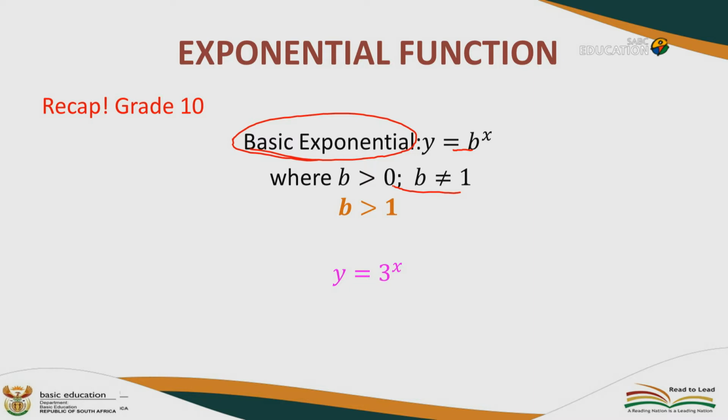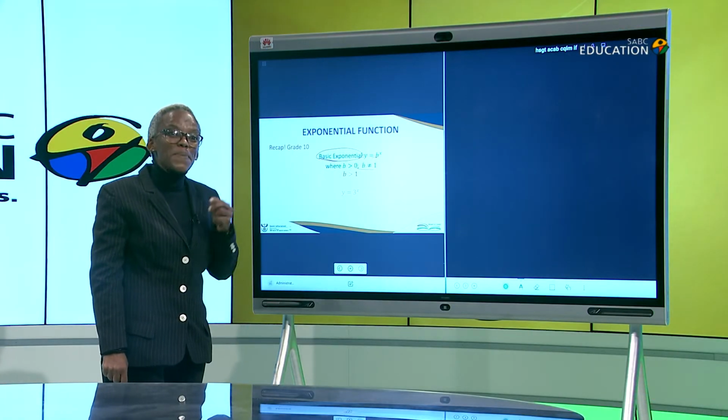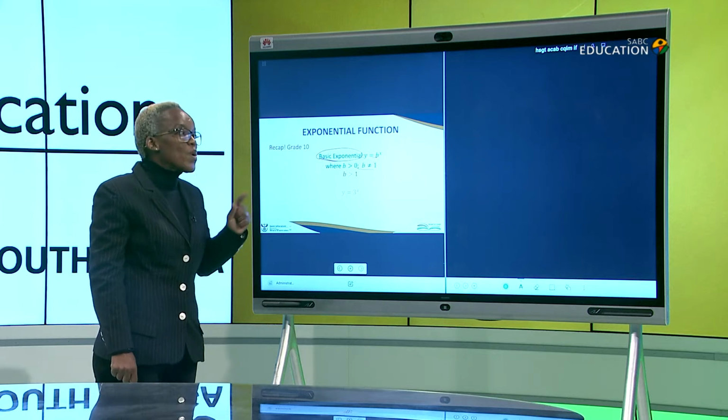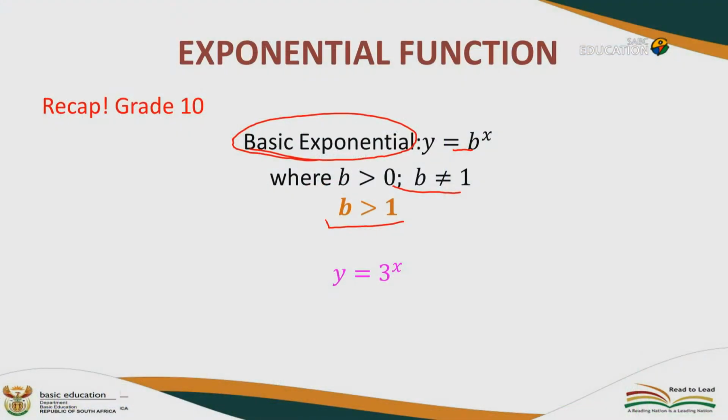We'll be looking at the first case. Remember, I explained that we have two cases. The first case is when b is greater than 1. So we are starting with that first case where b is greater than 1. We are simply saying where our b is positive. Now we start with the first example: y equals 3 exponent x.